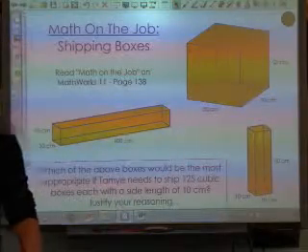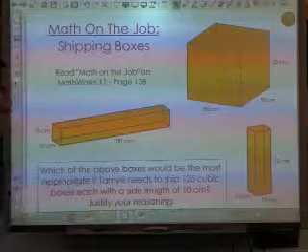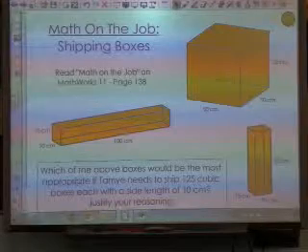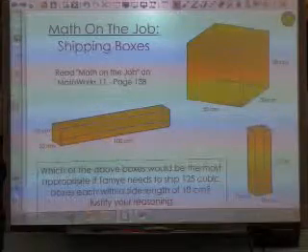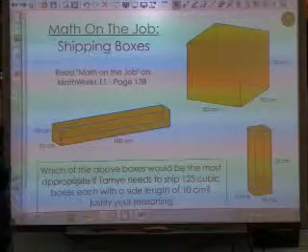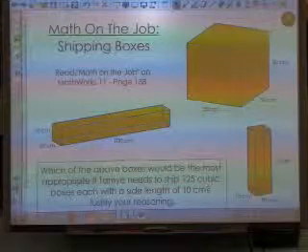So the question asks, which of the following boxes would be most appropriate if you needed to ship 125 boxes with a side length of 10 centimeters? Justify your reasoning. So take a moment to look at these three diagrams, pictures, and try to see what you think would be the best one. Press pause again.